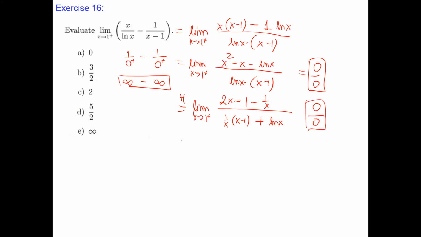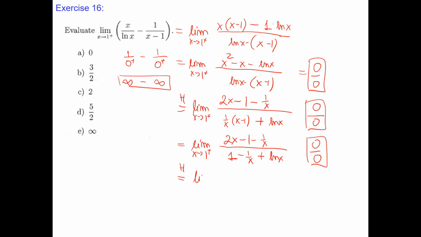We have to use it again. But before I use it again, maybe I will keep 2x minus 1 minus this, and I will distribute: 1 over x times x is 1, 1 over x times negative 1 is negative 1 over x, and natural log of x. Okay, then it's still 0 over 0. We do not have any product rule in the denominator. Okay, hope it will be done, because I don't have enough room for the third time.